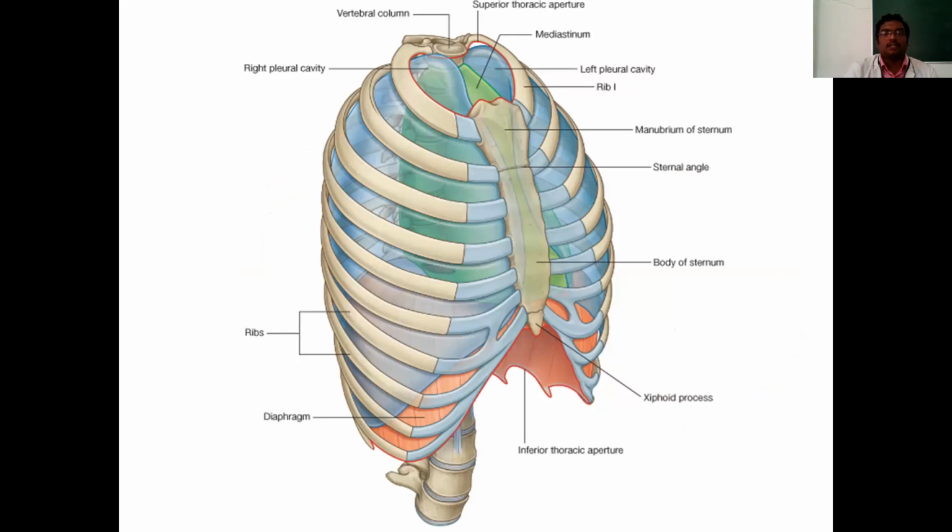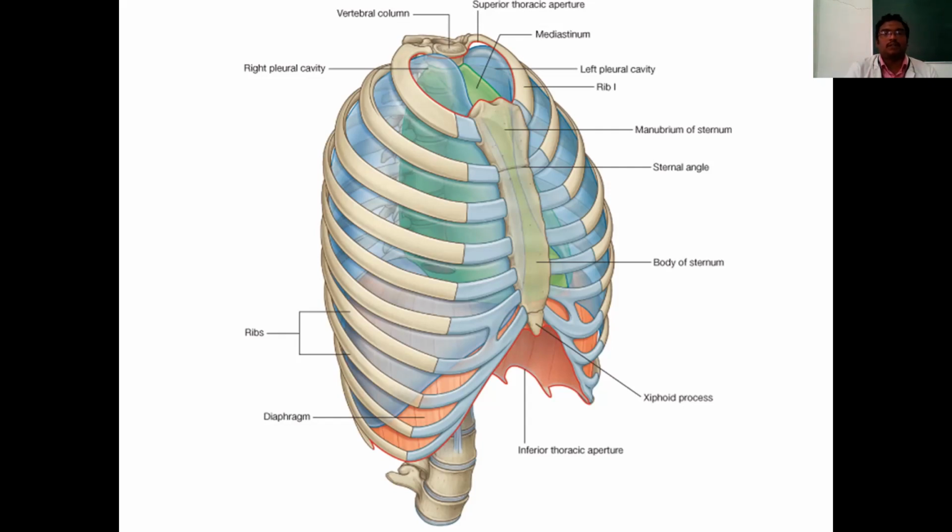Coming to the inlet and outlet of the thorax: what structures form the inlet, and what structures form the outlet? The inlet of the thorax is formed by the inner border of the first rib, posteriorly by the body of the first thoracic vertebra, and anteriorly by the posterior aspect of the manubrium sterni and the jugular notch. So these are the structures that form the inlet of the thorax.